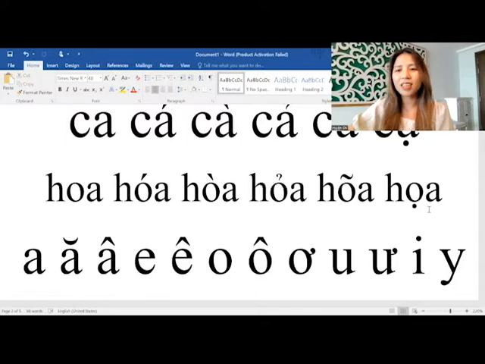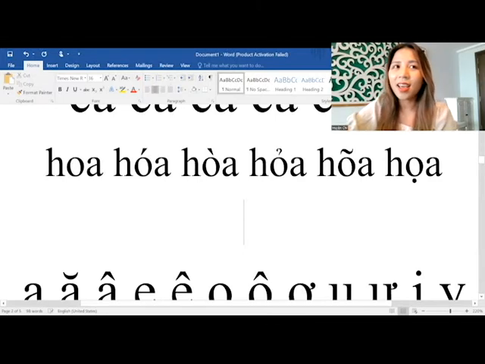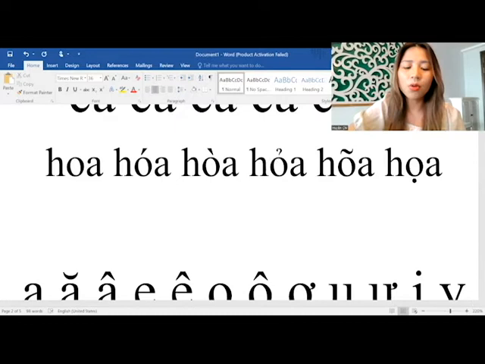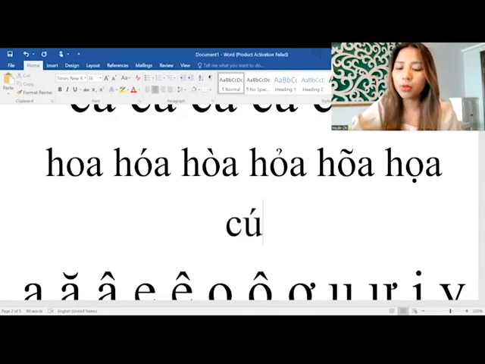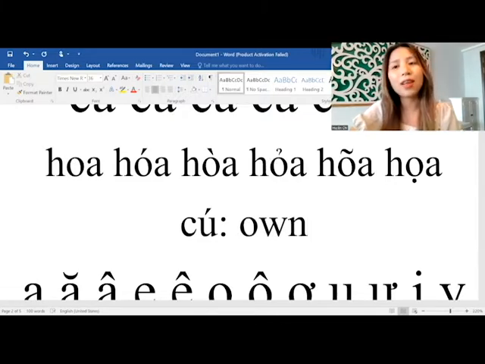Do they have any relation? No. So if you say the tone wrong, the word will probably turn to another meaning. Of course, we need to count on the context, but believe me, it does happen. For example, I really love the animal owl. In Vietnamese, owl is cú, up tone. You say, I really love owl.